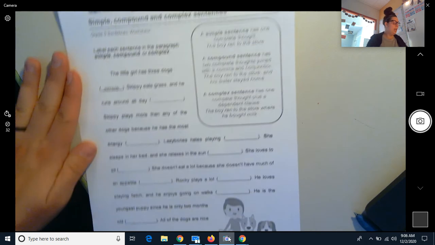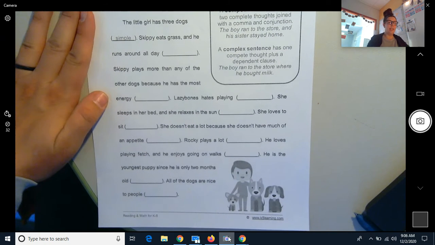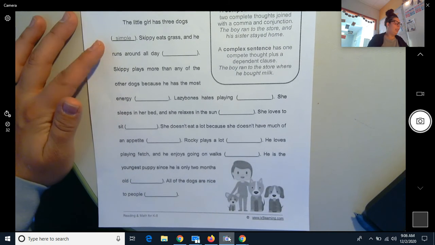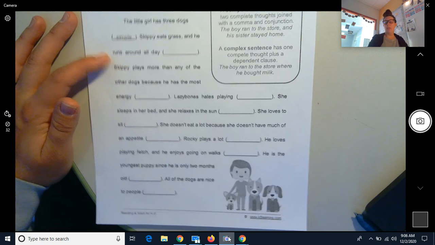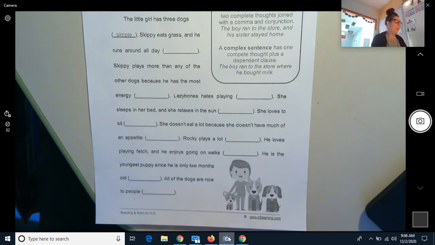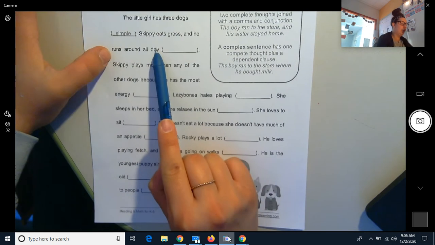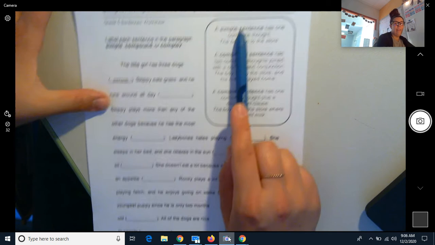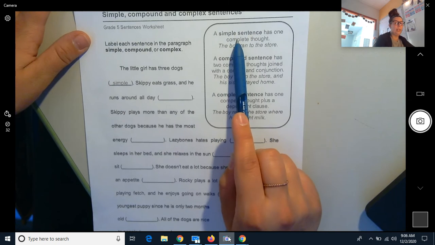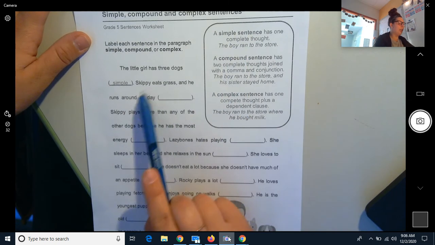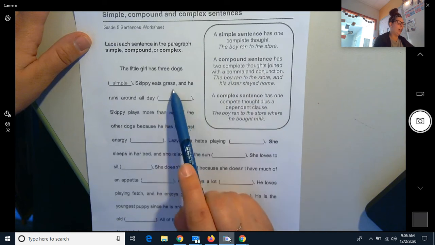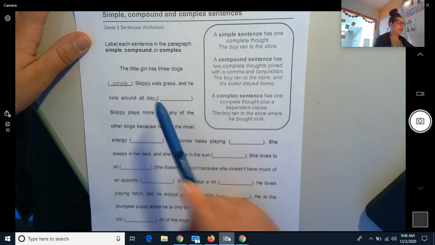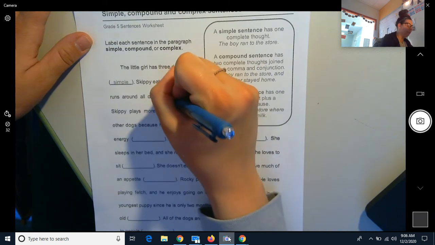So we're going to go through and we're going to look at these. Okay? Skippy eats grass and he runs around all day. So we're looking at this sentence right here. Is it a simple sentence, has 1 complete thought? No, it has more than 1 complete thought. Compound sentence, 2 complete thoughts joined with a comma and a conjunction. Yes, so this is actually a compound sentence.